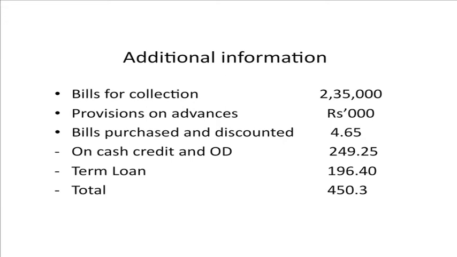So, let us analyze the figures of provision on advances. It is given in thousands. Bills purchased and discounted amount is given as 4.65, on cash credits and OD 249.25, term loans 196.40, and the total is 450.3. So, here it is a provision of 4,50,300. Now, what we are going to do is in the advances schedule we will subtract the provisions, and in the P&L it will be reflected under provisions and contingencies. So, double impact of this adjustment will be given.